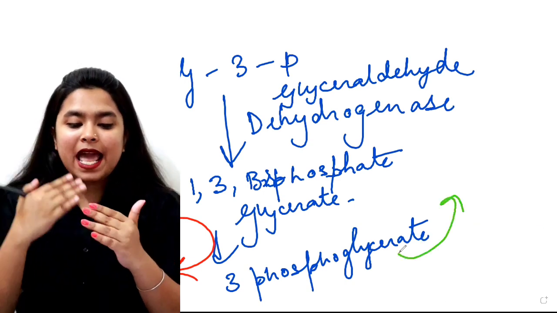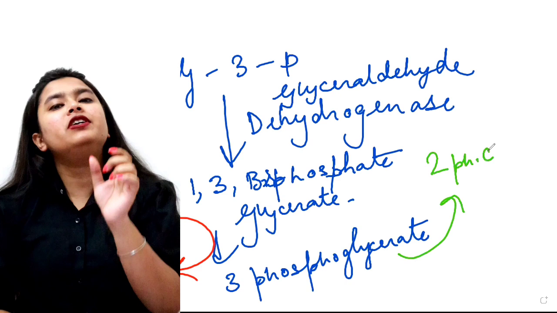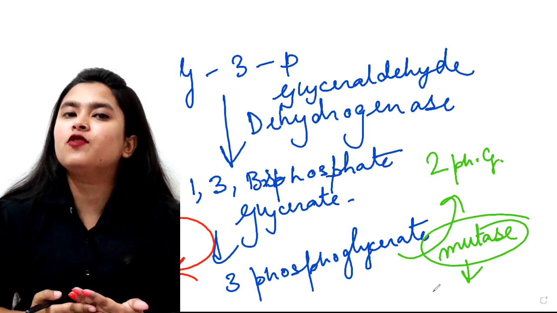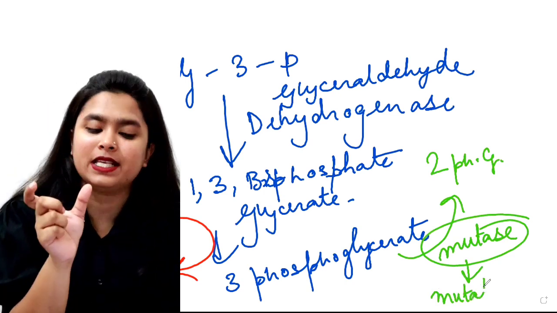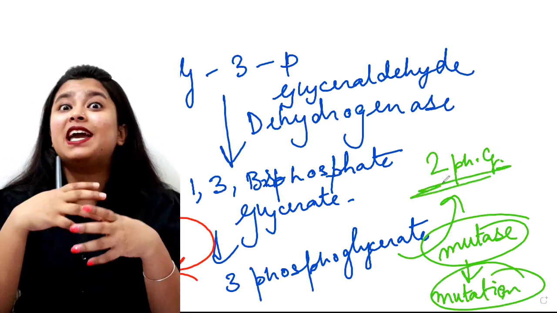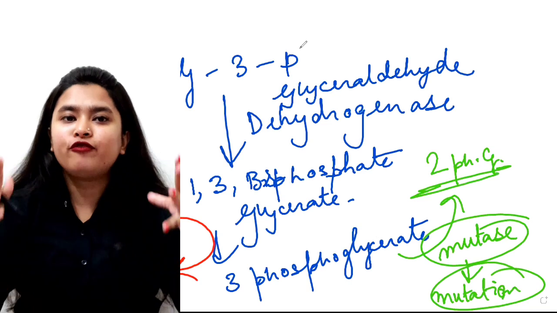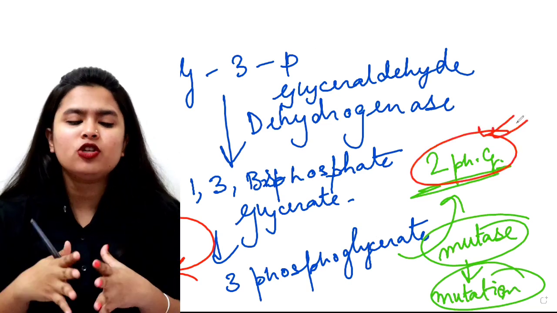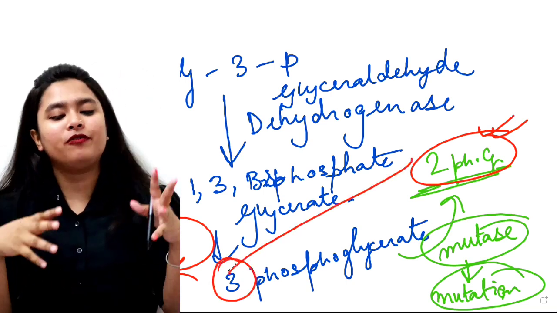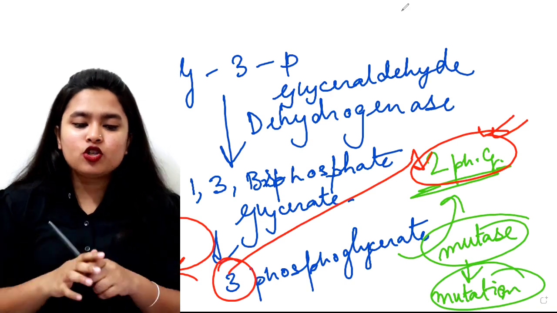Now see, the next step is very easy, where you have written 3-phosphoglycerate. 3-phosphoglycerate is going to transform into 2-phosphoglycerate with the help of the enzyme mutase. Phosphoglycerate mutase. Right? So mutation, you all know that mutation means any change in the sequence, any change in the format, or any change in the orientation. Similarly, 3-phosphoglycerate is converted into 2-phosphoglycerate with the help of the enzyme mutase. Here the phosphate group is moving from the 3-carbon compound to the 2-carbon compound.